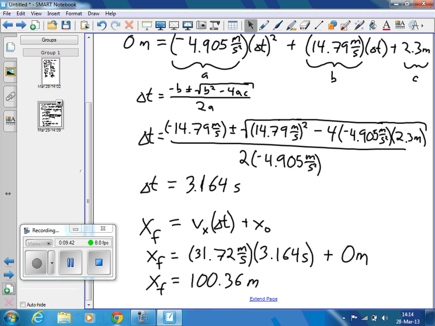It's certainly a reasonable answer, but 100 meters is the length of a football field. So that's probably a little bit long, probably a little bit unreasonable. And the reason that it's a little bit unreasonable is because we've, once again, remember, neglected drag force, which slows the ball down.